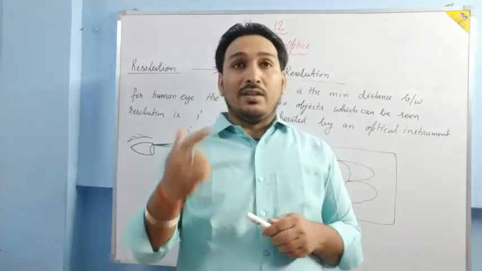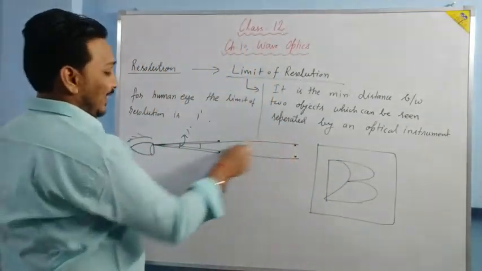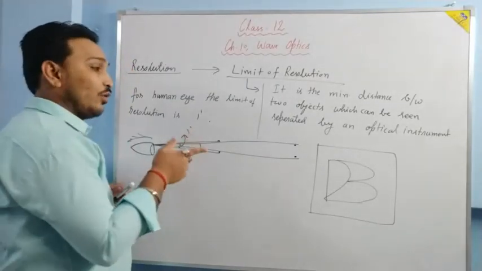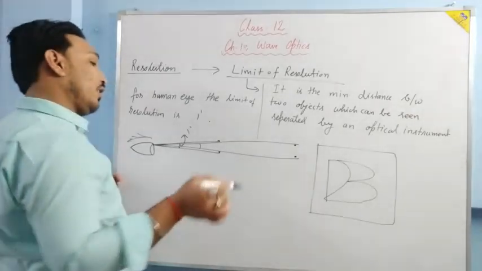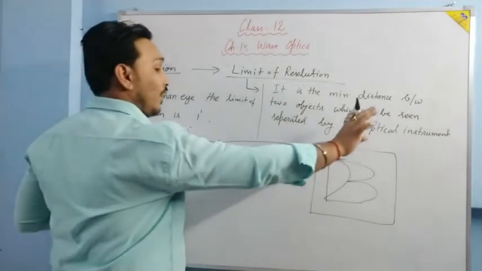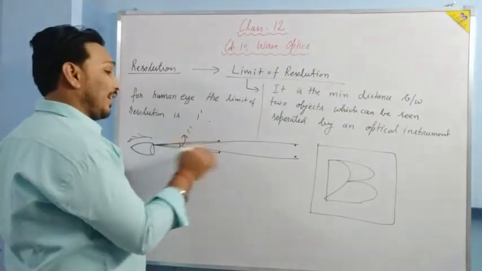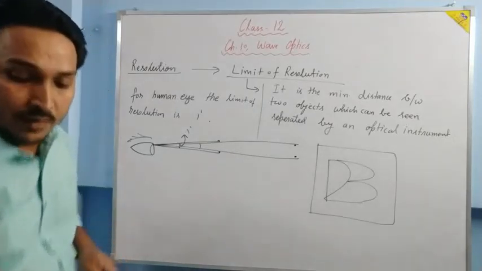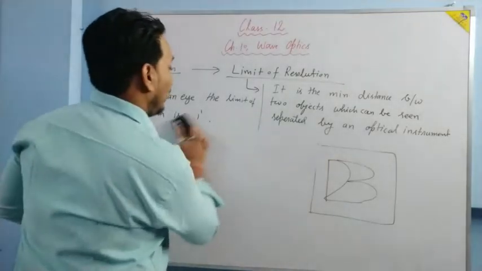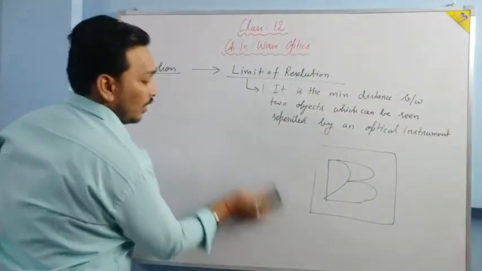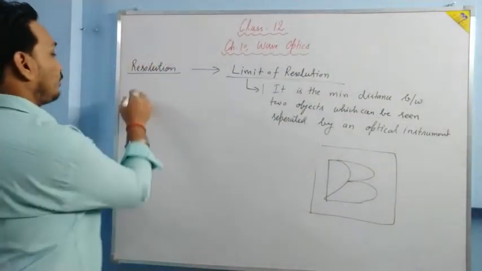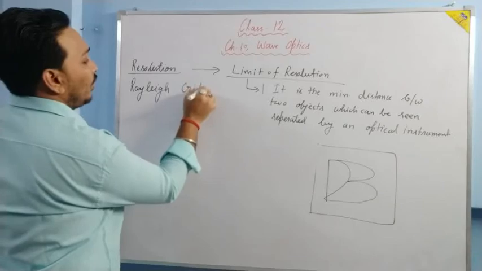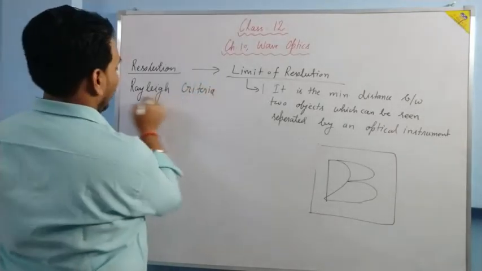So in that case what happens? If two objects are at a distance such that they make an angle of 1 minute, then you can read. But if they are moving far away, then this angle becomes less than 1 minute. In that case, you are not able to see the things separated. For this resolution, there is one criterion, and it is called the Rayleigh criterion. What is that Rayleigh criterion?